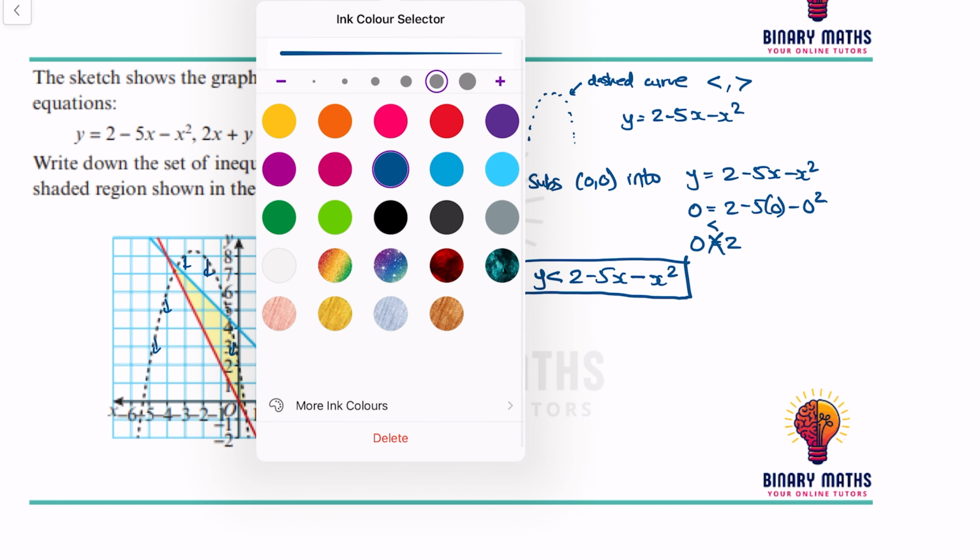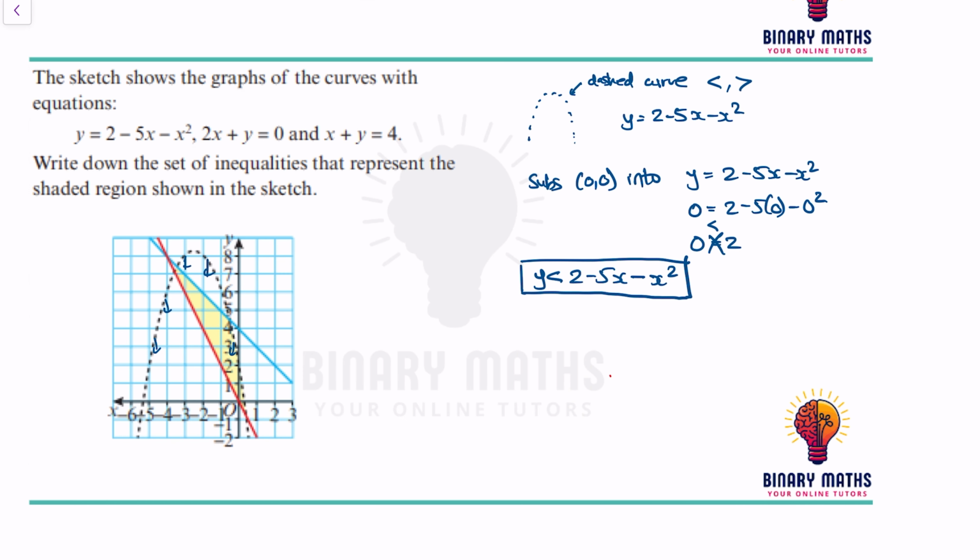Okay, if I use a different color for the red line. So the next one is, let's look at 2x plus y is equal to 0. 2x plus y is equal to 0 is the red line. As you know, y is equal to negative 2x goes through the origin. So it goes to the origin, so it must be the red line. Again, because it's a solid line, it's either going to be less than or equal to or greater than or equal to.